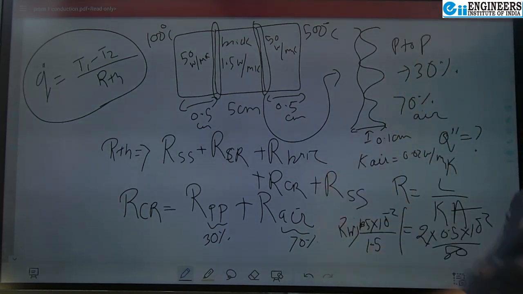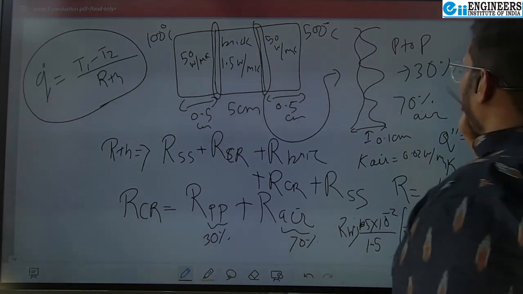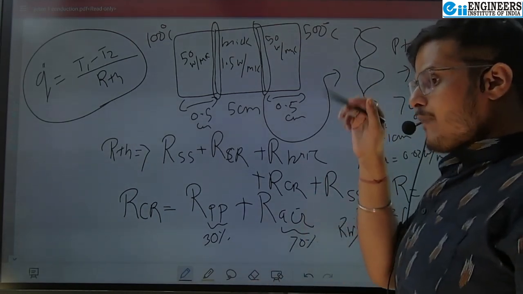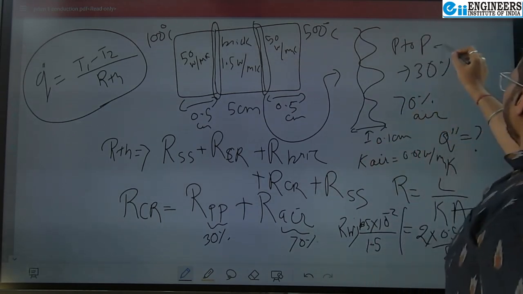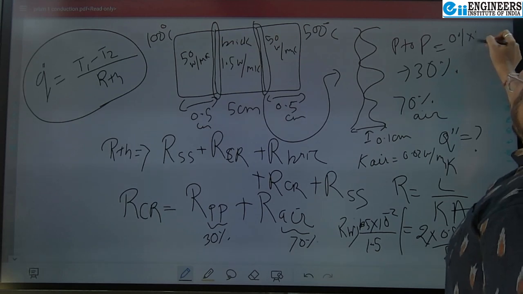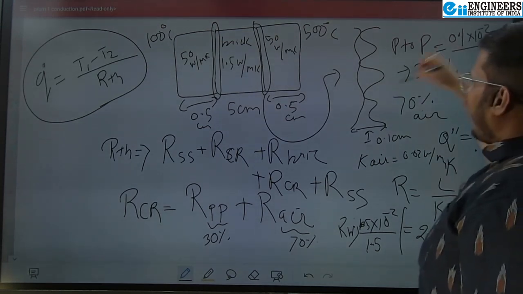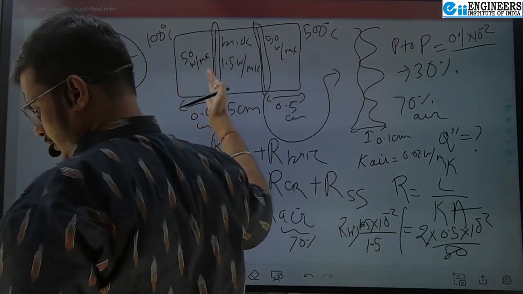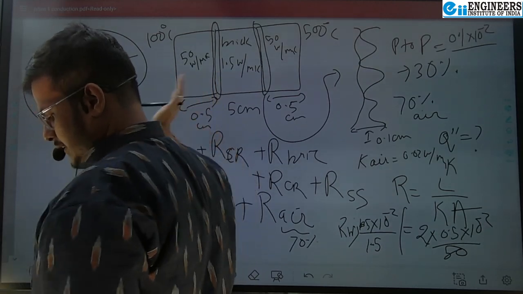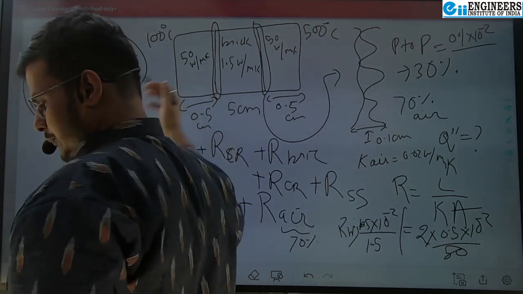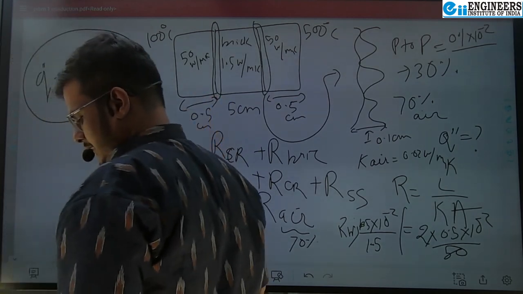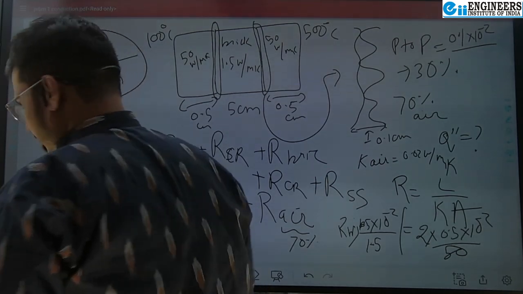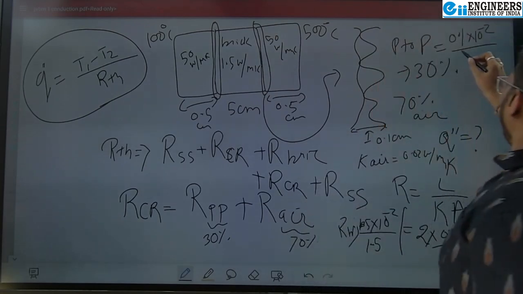Now comes the R air. Similarly for solid to solid, it comprises 30% of the solid area. That means L by KA, so this will be 0.1 into 10 to the power minus 2 divided by the solid to solid contact over here. What is the solid to solid? It is the brick to steel contact, isn't it? So for the brick to steel contact, what will be the thermal conductivity over here? Here the solid to solid contact thermal conductivity will be 1.5.